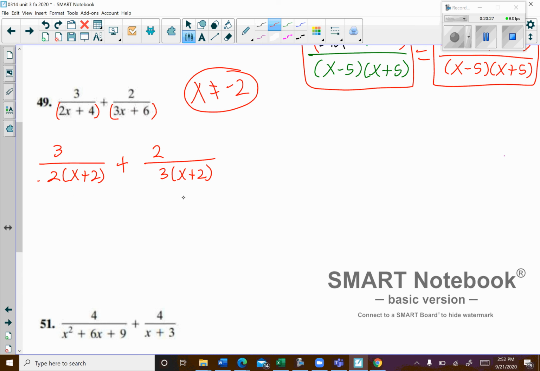Now, as far as my LCD goes, I haven't had this situation happen yet, but we have it here. I do have a common factor involved. That is part of my LCD, but I don't want to list it twice. You don't have to list it twice because it's there on each one. So let's look at the 2 and the 3 first. The LCM between 2 and 3 is going to be, sorry, I said that wrong.